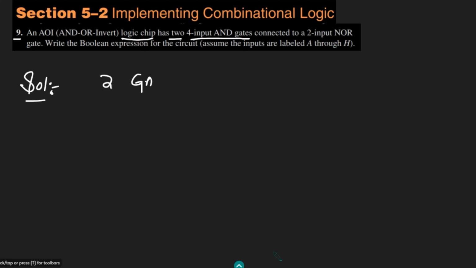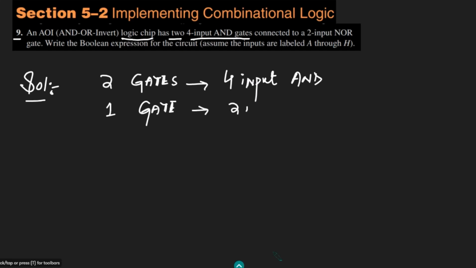gates, which are 4 input AND gates, and we have a single gate, which is a 2 input NOR gate. Okay, so we have AND and NOR gates, and on the basis of it we have to write the Boolean expression for the circuit.